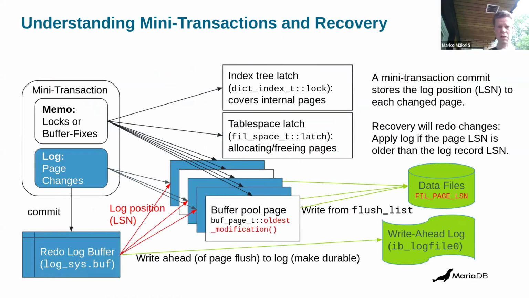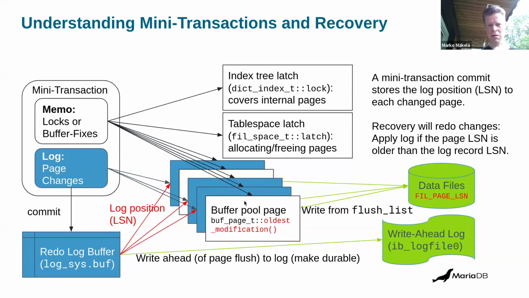So here is a picture about the mini transactions and crash recovery. The mini transaction comprises two things. One is a log of anything that has been logged, and the latches held by the mini transaction. In a pessimistic operation, we hold an index tree latch to protect the upper level non-leaf pages of the index tree. If we are allocating or freeing any pages, then we hold a tablespace latch. That's protecting the allocation metadata. And then we, of course, hold latches on buffer pool pages.